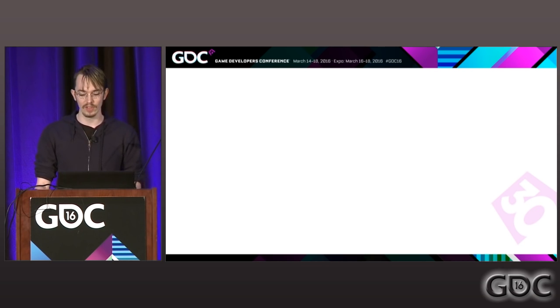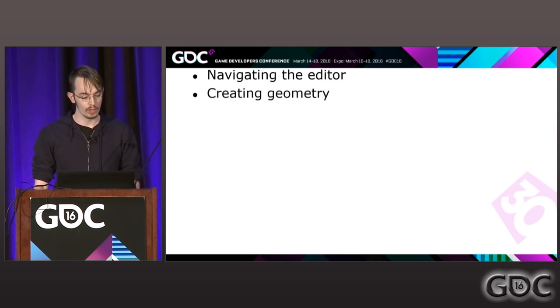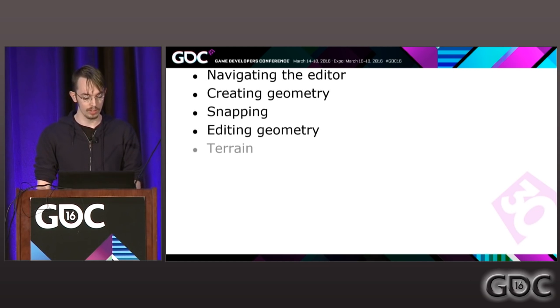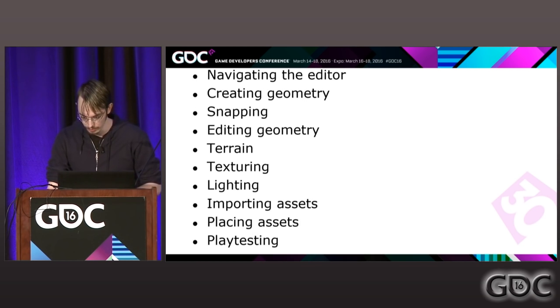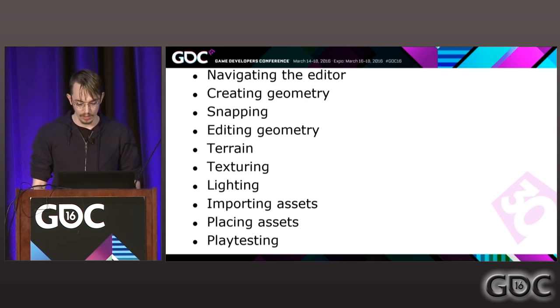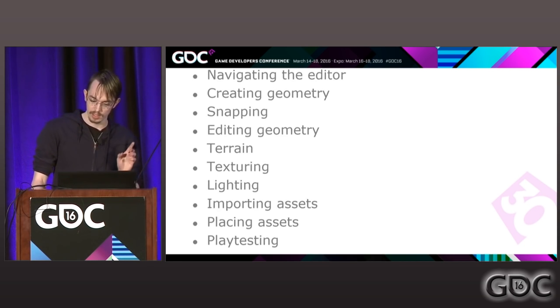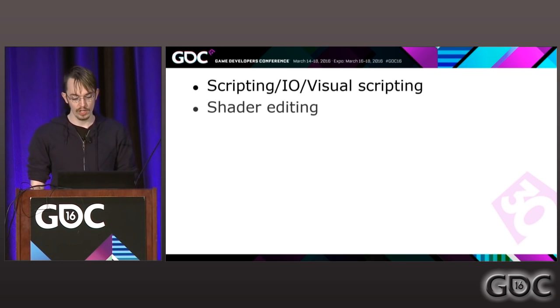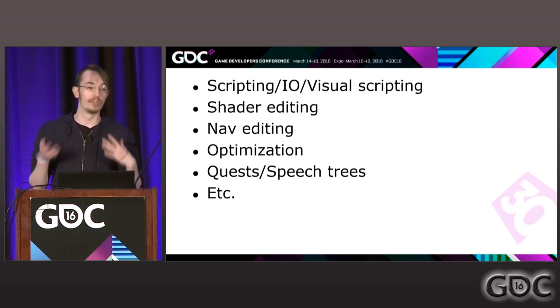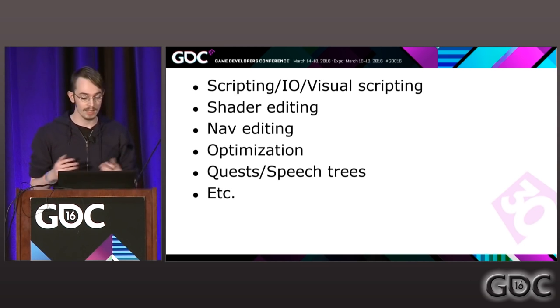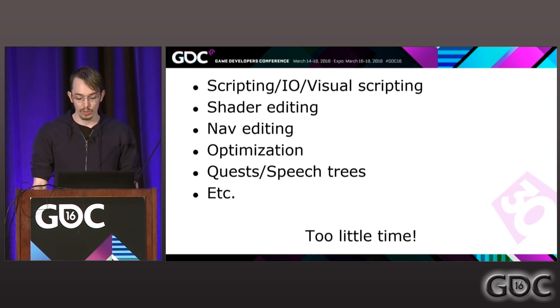So we're going to look at these specific level design necessities: navigating the editor, creating geometry, snapping, editing geometry, terrain, texturing, lighting, importing assets, placing assets, and playtesting. We're not going to do every single bit for every single engine, as time is limited, so we're sticking to the most important parts of learning about the UX. We will not be discussing scripting, I/O visual scripting, shader editing, nav editing, optimization, and quest and speech trees. There's also more stuff. These are all very important, and these editors carry both good and bad examples of them, and it's really interesting, but there isn't enough time in an hour. If you think I missed something for a specific editor, or you would like to discuss these features anyway, cool, then just come talk to me after the presentation.